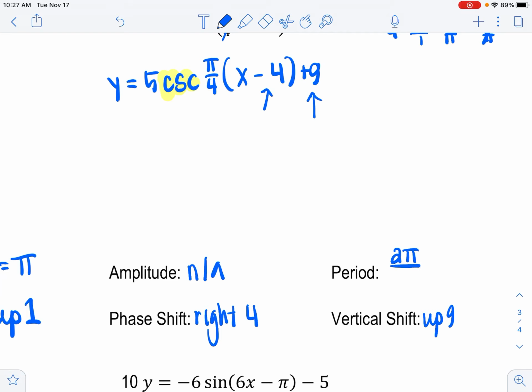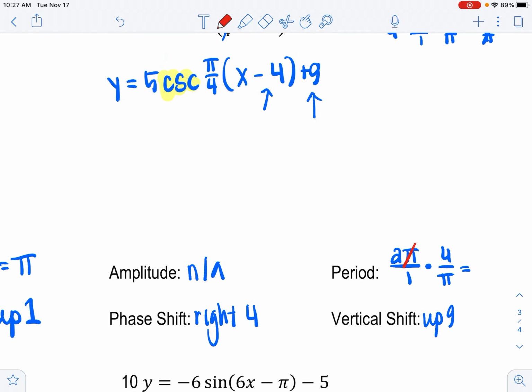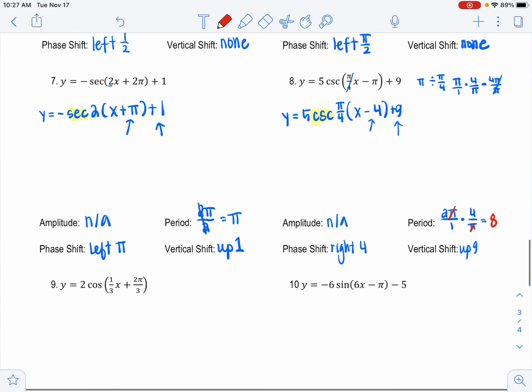Period, 2 pi divided by b. b is pi over 4. I'm about to divide by a fraction. I don't divide by fractions, so I'm going to erase it. And instead, I'm going to multiply by the reciprocal, which is 4 over pi. Okay, so now you can put 8 pi over pi and then cancel out the pi's, or you can say right now the pi's cancel, and that's 8.